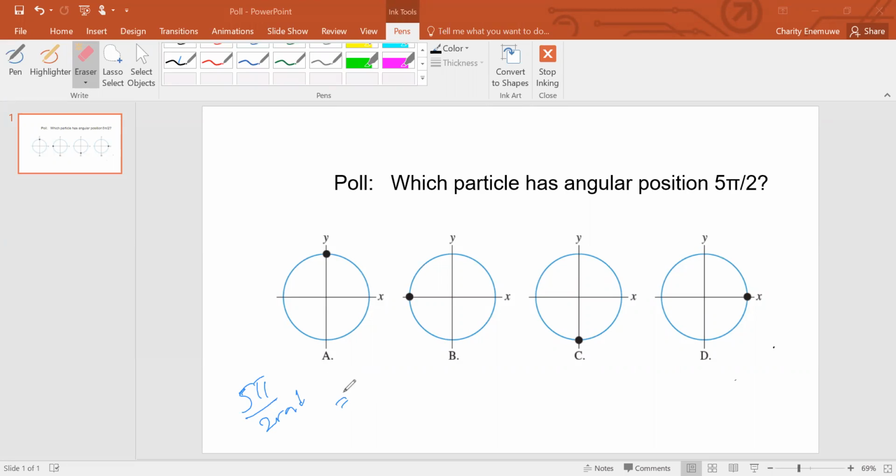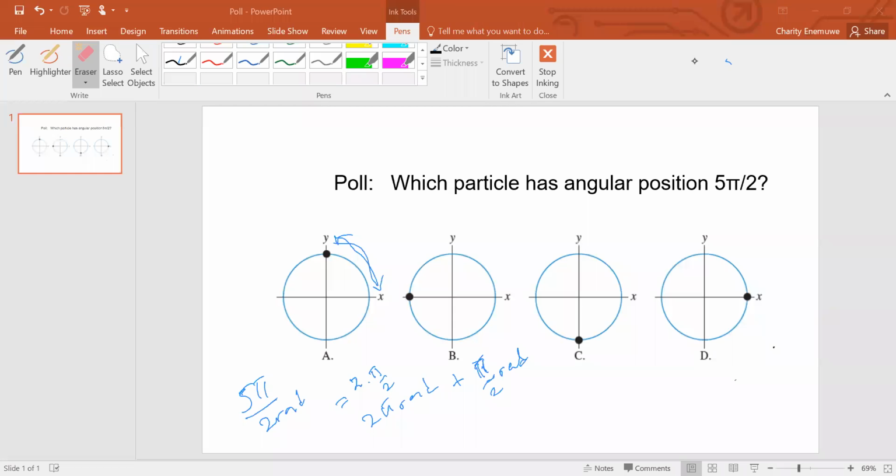which will give you 2 revolutions and pi over 2. So we have 2 revolutions, which is 2 pi rad, plus pi over 2 rad. Pi over 2 rad will give you a quarter. All right. So that's how we arrived at A.